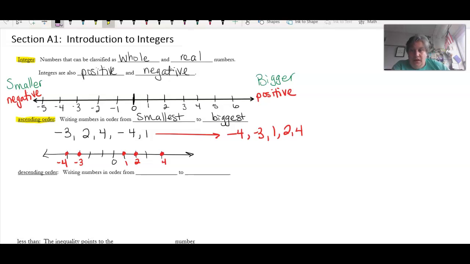Okay. The other way you have to write things is descending order. This is the one that most people remember because descending just means to go down. And so if you have a hard time with ascending, remembering that, just remember, oh, descending is down, so ascending has to go the other way. So this is when you write the numbers in order from biggest to smallest.